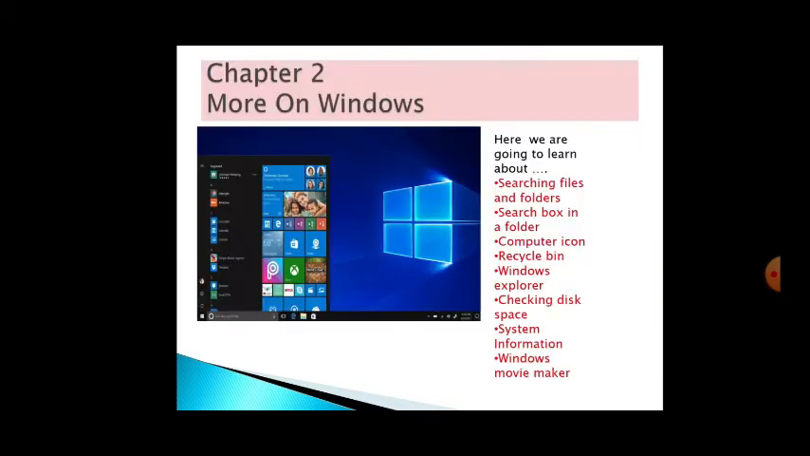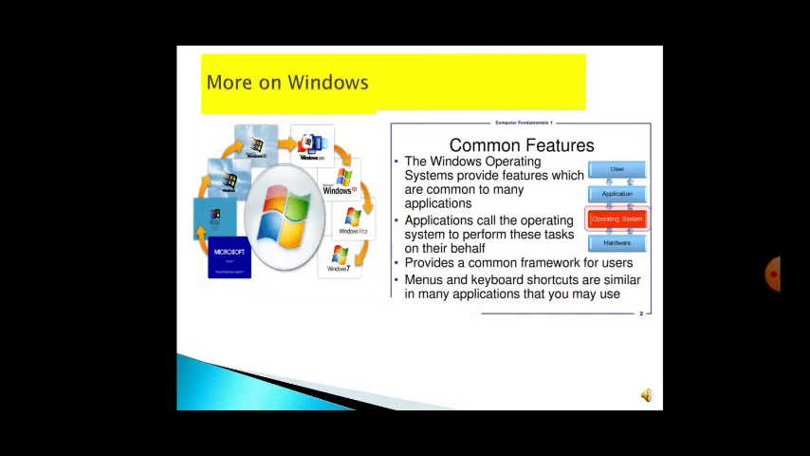So let us start with more on Windows. We know Windows is an operating system from Microsoft. Some of the common features of Windows are: the Windows operating system provides features which are common to many applications. Applications call the operating system to perform these tasks on their behalf, and it provides a common framework for the user. Menus and keyboard shortcuts are similar in many applications that you may use. Basically, Windows is user friendly, which is a main advantage for the users.